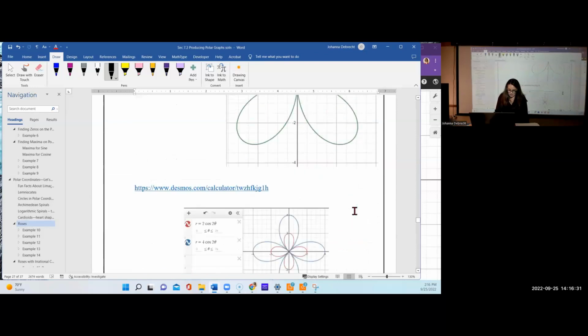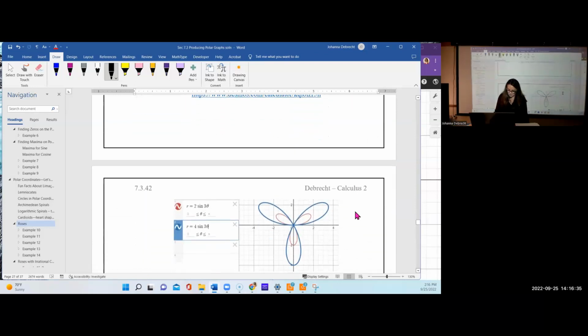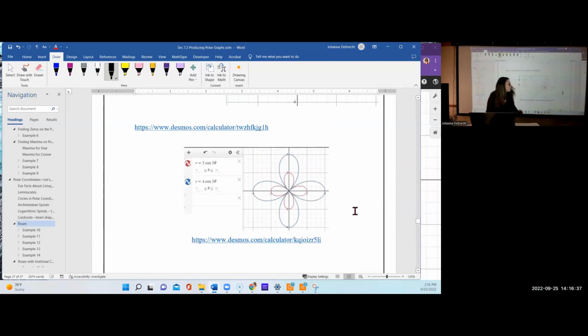Okay. Let's now take a look. I've got different ones here for you to look at. Notice on this one that when we change the coefficient from 2 to 4, that the petals get longer.